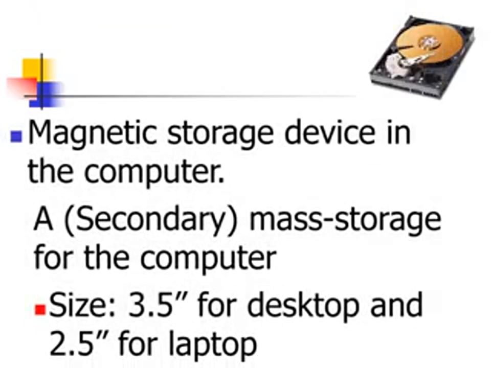Here is how a hard disk drive looks like. It's a magnetic storage device in the computer. It's a secondary mass storage device. Now, they come in two sizes. For desktop, it's 3.5 inches. For a laptop, it's 2.5 inches. It makes sense because you can't put a 3.5 inch in a laptop. It's too big, it won't fit. The 3.5 is for the desktop, the 2.5 is for the laptop.